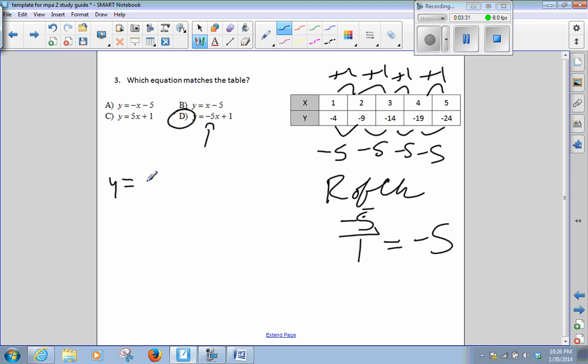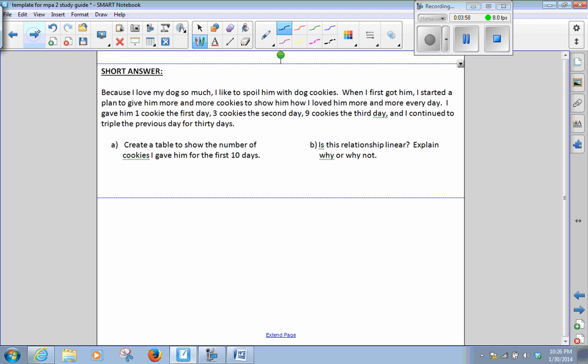If this is, in fact, the right answer, I should be able to pick one of the points off of my graph, so in this case 1, 4, put it into that equation and make sure that it works out. So instead of doing -5 times x, I'm going to do -5 times 1. -5 times 1 is -5. -5 plus 1 is -4, which is what I got for my y value. So therefore, I know for sure that I did it right.